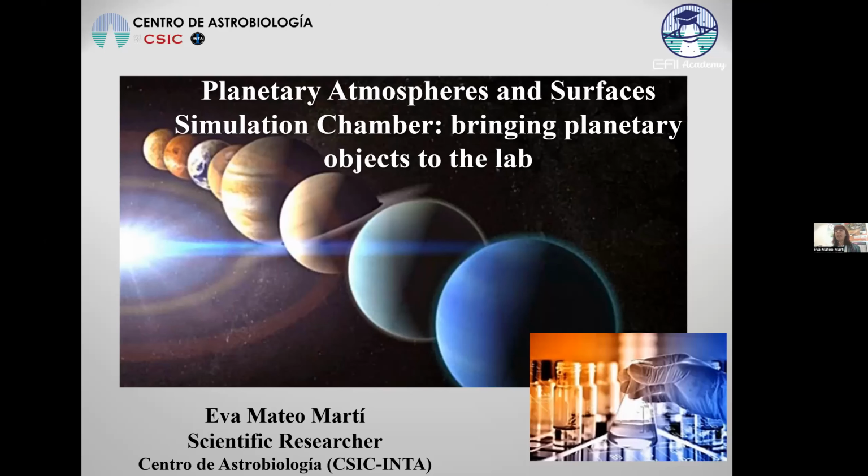Today we are going to talk about bringing planetary objects to the lab, building planetary simulation chambers, which are very potential tools for doing studies of astrobiology.